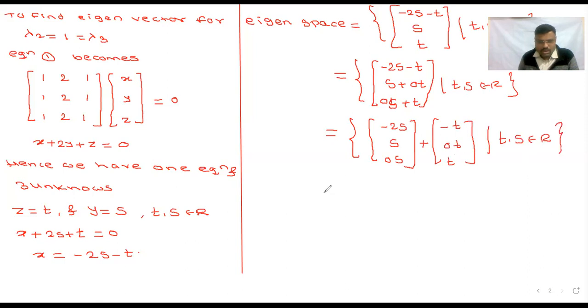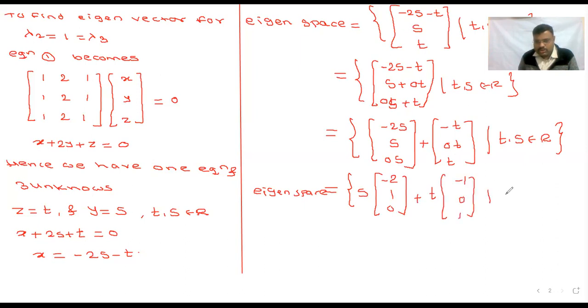Now take common out from the eigenspace. Yes, we can take common out from the first, s: minus 2, 1, 0. And second, from t we can take common out: minus 1, 0, 1. So your job is to decide which one is the x2 and which one is x3.